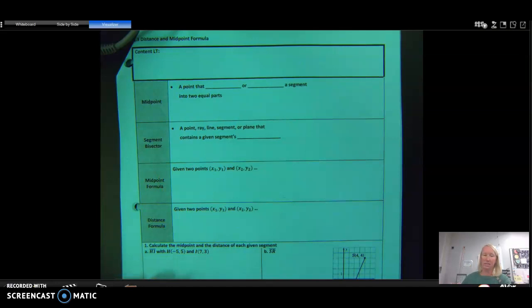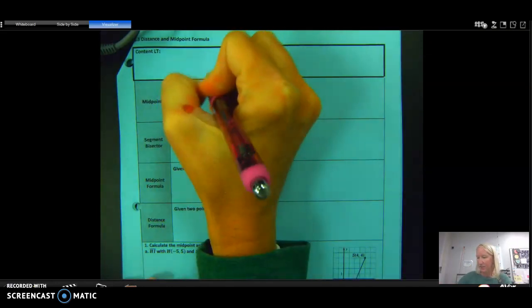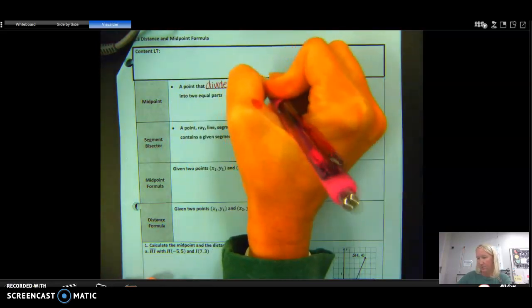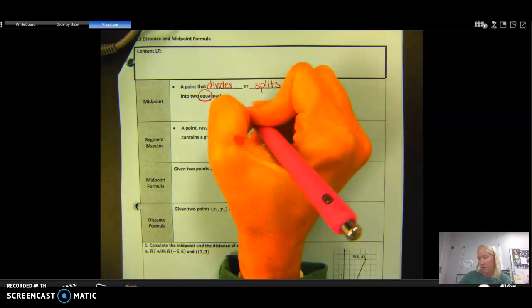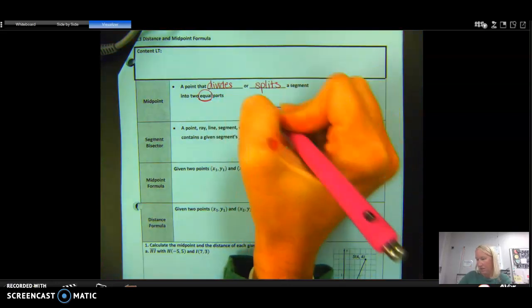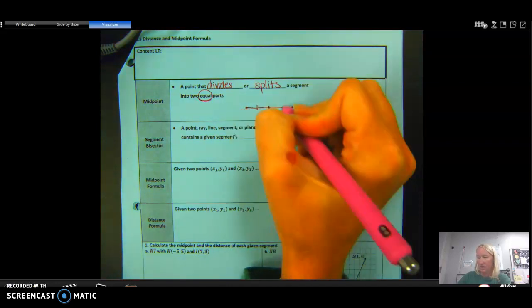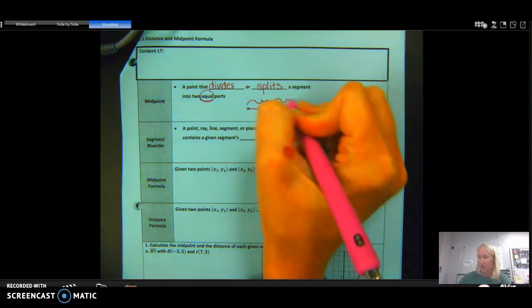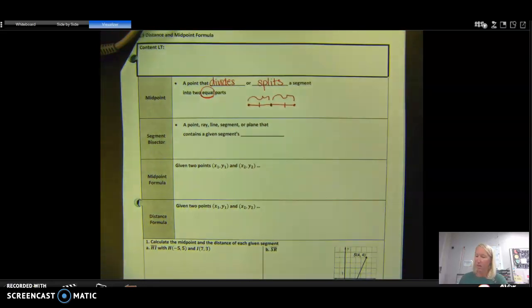So we're talking about midpoint and distance formula in this one. So midpoint is a point that divides or splits a segment into two equal parts. That's the important part. Remember, so we have a segment. If I have a midpoint, it splits this piece and this piece into equal parts. So I'm going to put a little tick mark to say that this piece is equal in length to this piece, or they are now two congruent segments because it's a midpoint.